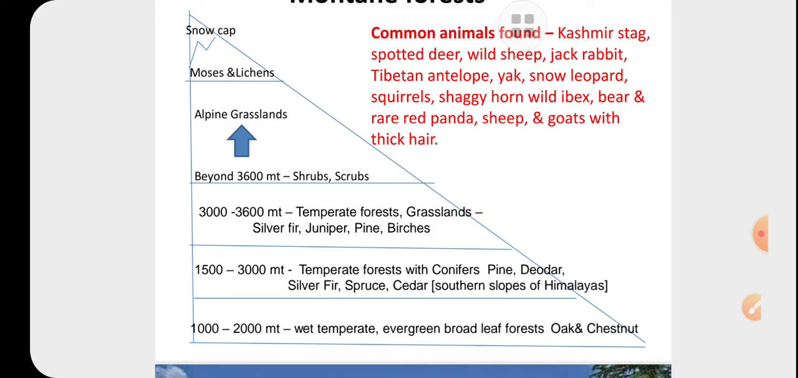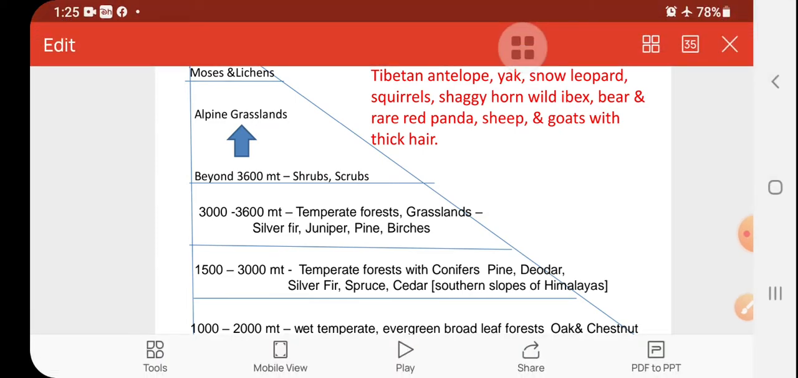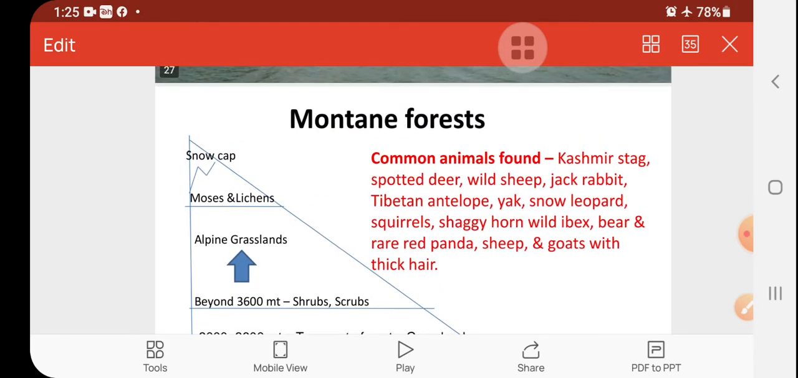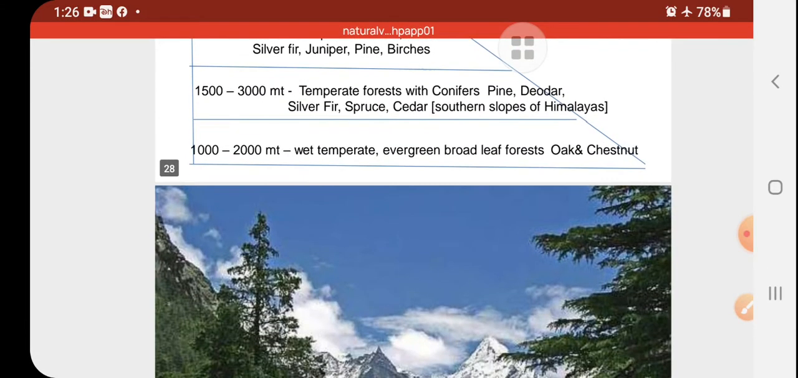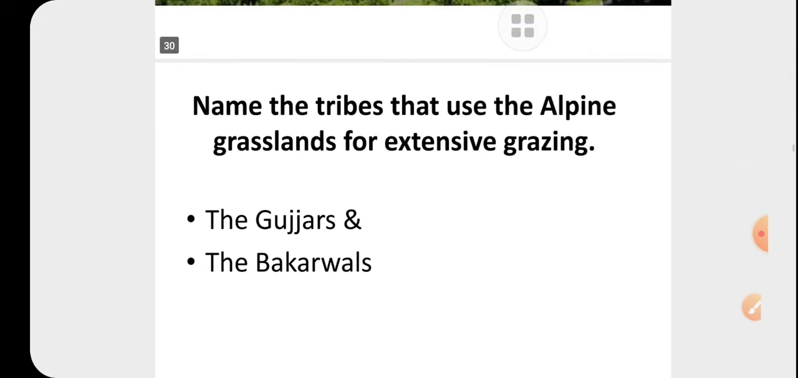So Kashmir stag, spotted deer, wild sheep, jackrabbit, Tibetan antelope, yak, snow leopard, squirrel, shaggy horned white ibex, bear and the rare red panda, sheep and goats with thick hair we find here. Mosses and lichens are the species of flora found in this region. Even the snow-capped area is covered, basically by this diagram you can understand. And in another way we'll see.